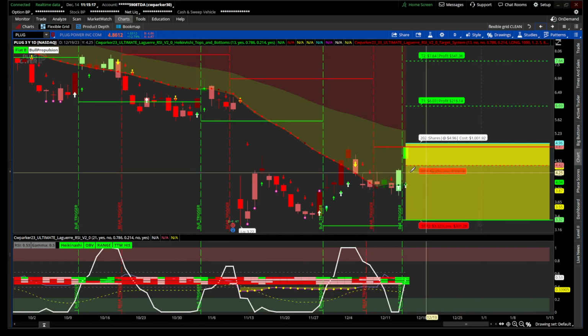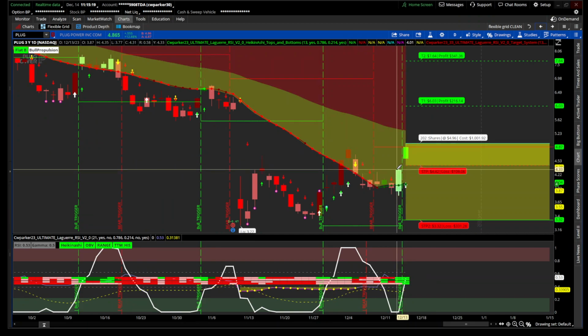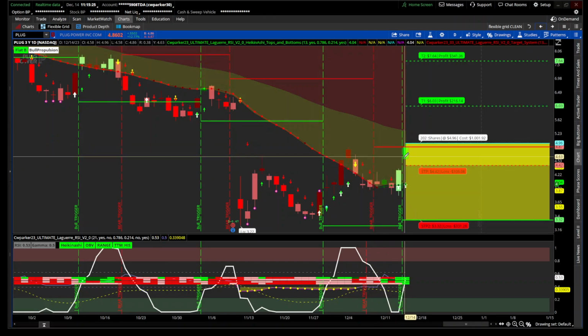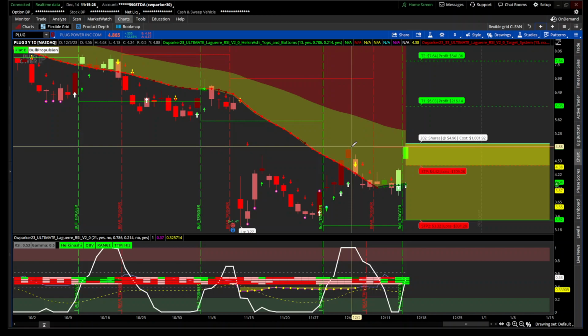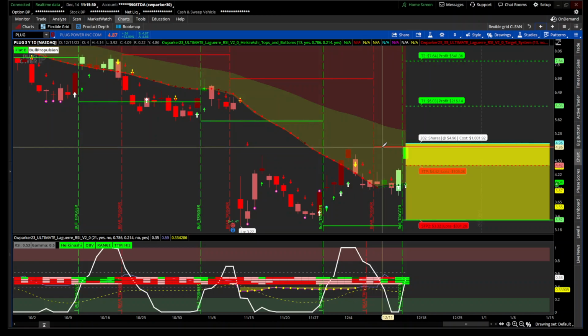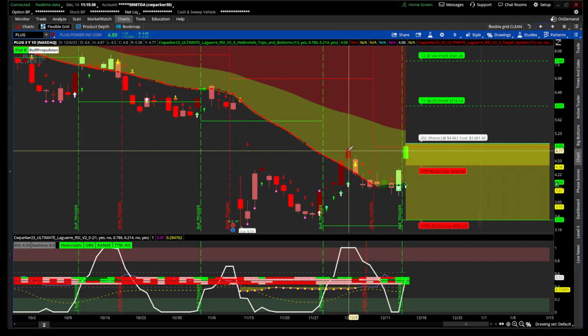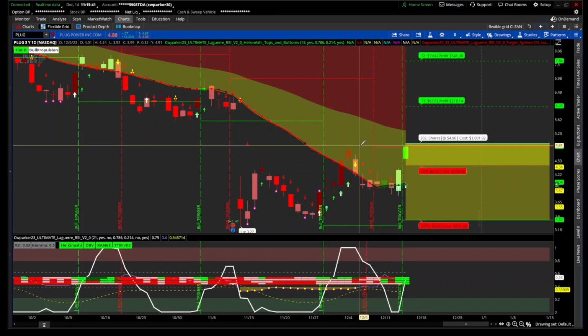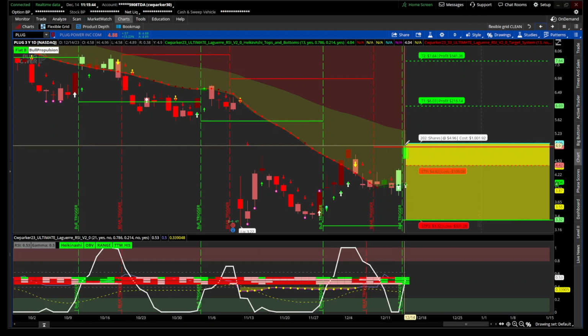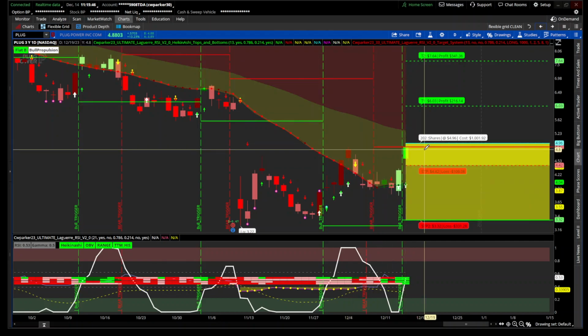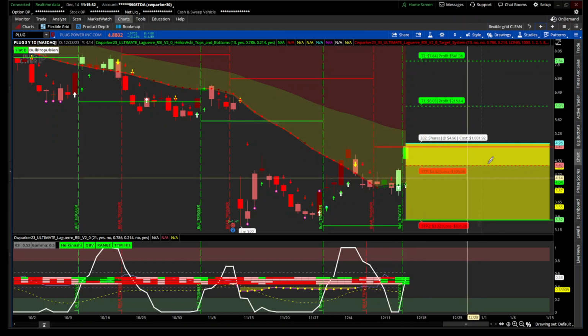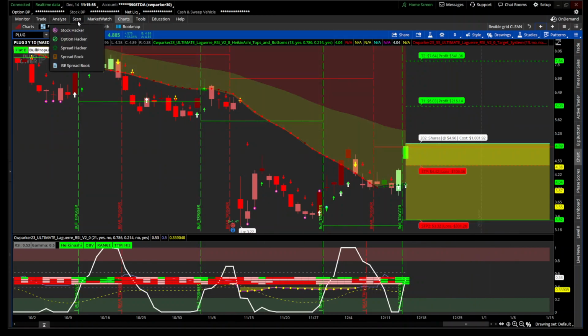So here we go with PLUG. You got the actual entry right here. But you got the trigger right here, but it's pushing off of this previous resistance right here. So that's another thing, like I said, it's self-adjusting. Even though you got the trigger for today, it's using this resistance level for your actual entry. That's one of the things about the self-adjusting targeting system.